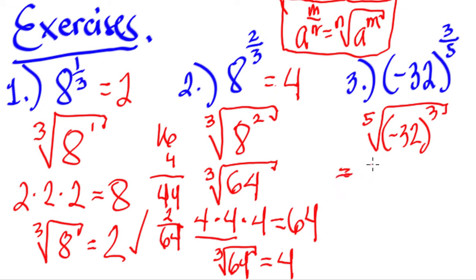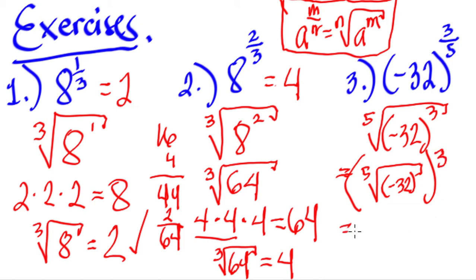This is actually equal to the fifth root of negative 32 and then raised to 3. Actually, they're equal, right, by the definition. So what is the fifth root of negative 32? What number multiplied by itself 5 times is going to give us negative 32? If you think for a while, you're going to know that it's minus 2. Minus 2 times minus 2 times minus 2 times minus 2 times minus 2.